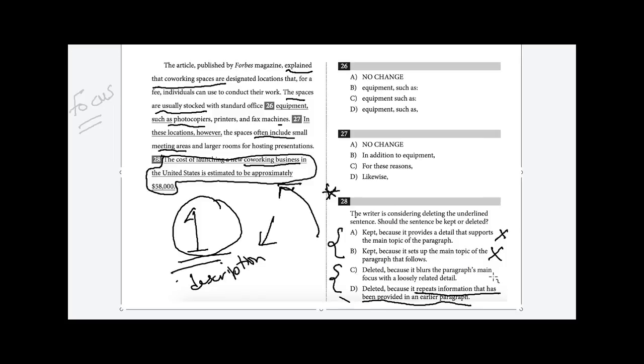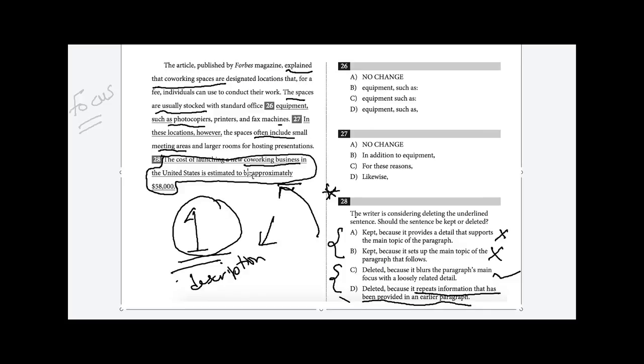At that point, you come to this. It says because it blurs the paragraph's main focus with a loosely related detail. Okay, well, we already agreed that the main focus is what? Co-working spaces. It's a description of co-working spaces. So it blurs it, yes, it makes it less clear. It also says it's a loosely related detail, almost irrelevant. And you're going to see that a lot on questions like this. The trickier ones would have details that kind of sort of make sense, but they don't help you to better understand the one thing that a paragraph is about. They give you some information that is tangentially related.